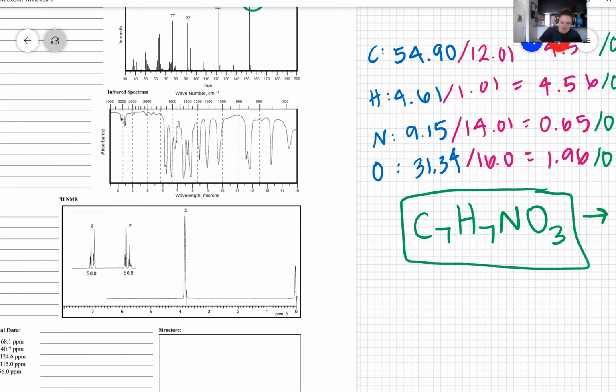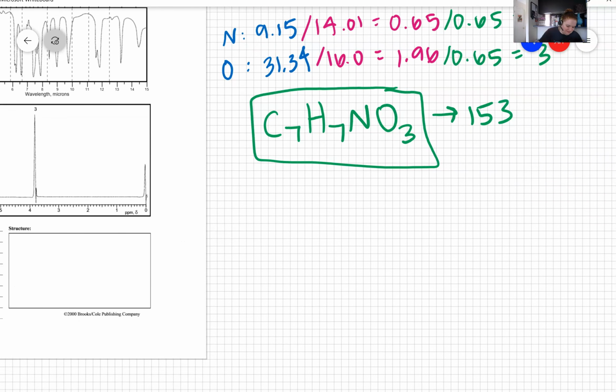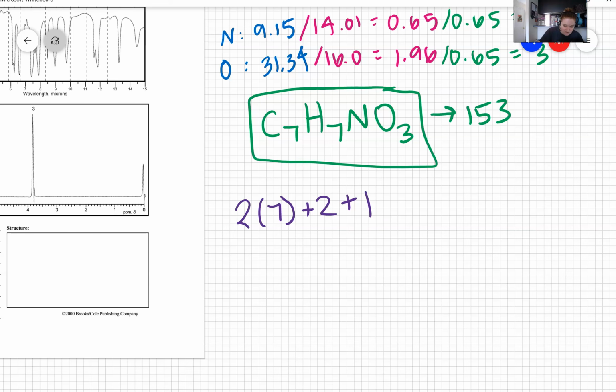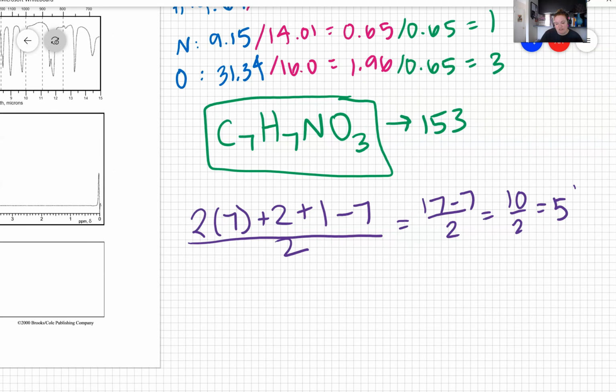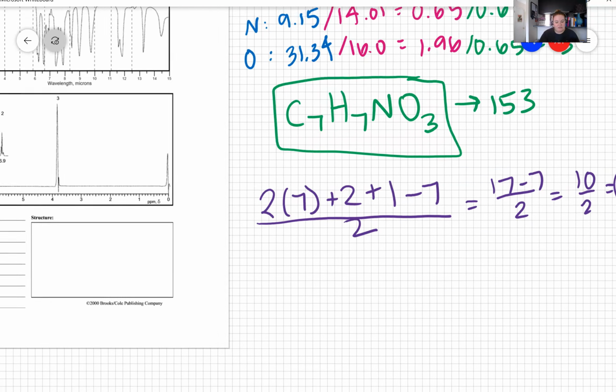Okay, so let's start with our degrees of unsaturation. So 2 times the number of carbons plus 2 plus 1 for that nitrogen minus 7 all over 2. 14, 15, 16, so 17 minus 7 over 2. So we get 5 degrees of unsaturation. That does seem like a lot, but it at least tells us that we are dealing with a compound with lots of pi bonds or rings.